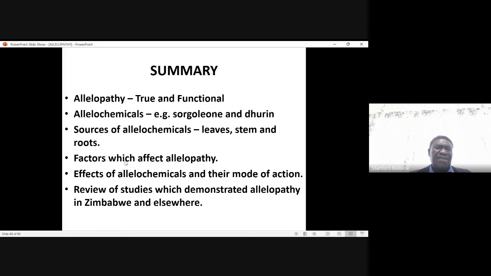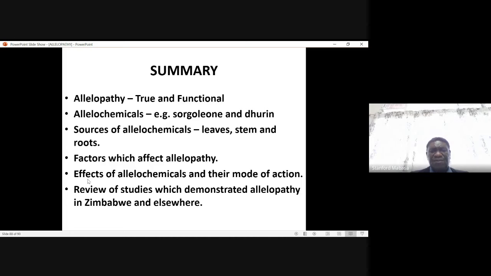We also discussed the factors which affect allelopathy. How the plant produces these allelochemicals could probably be in response to its defense. Maybe the plant has been attacked by an insect, or it could be a disease, or it has experienced a drought, or it could be through nutrition, and it produces these allelochemicals. So in a way, they have a role in the plant's survival.